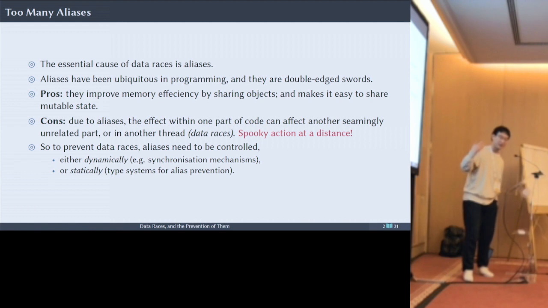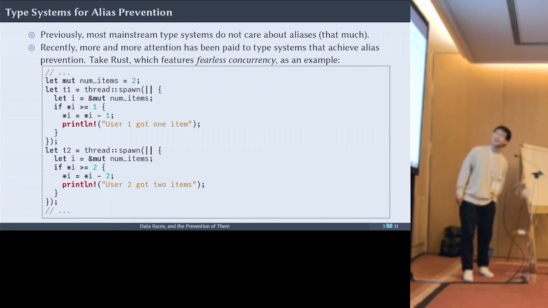So people do want to prevent data races, and they can do that dynamically, for instance, via some synchronization mechanisms, or statically, as we will see, using type systems. Previously, a lot of type systems in mainstream programming languages like C++ or Scala didn't care that much about aliases, and they use aliases a lot. But recently, more and more type systems have started to pay attention to this problem. For instance, Rust supports fearless concurrency, which is its quite famous feature.